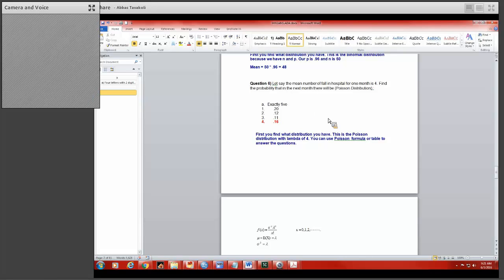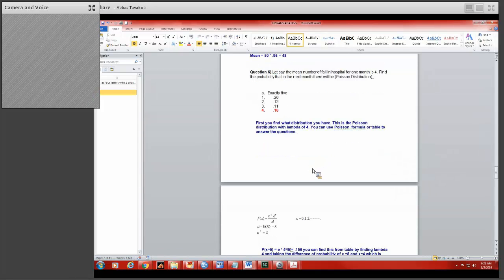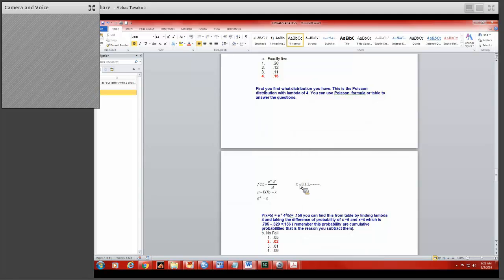Question 6 was Poisson distribution. For Poisson distribution, again, we have one parameter, which is the average of events happening. It was 4 falls in the hospital. I asked you what is exactly 5 falls. So if you replace in the formula, you can get 0.16, and also you can find it from the table.